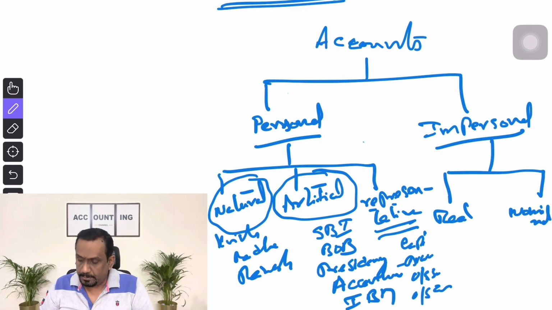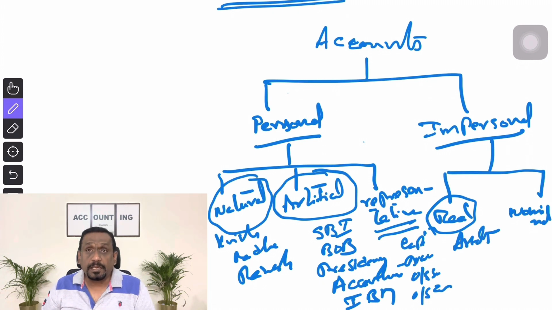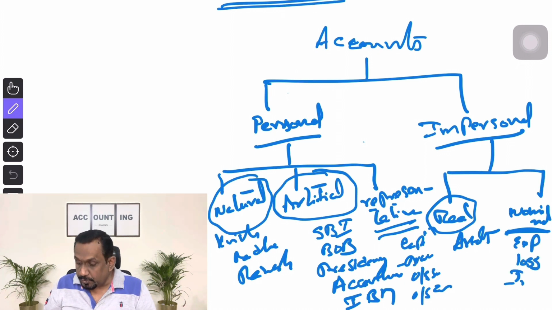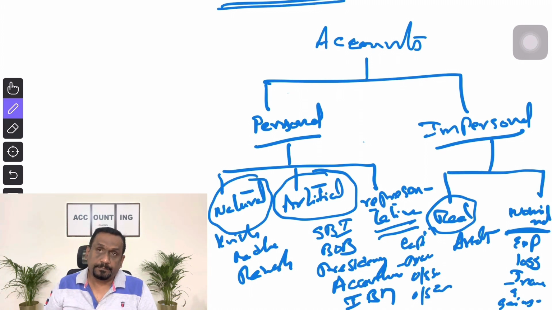Clear? Right. Real accounts. Real accounts are basically assets. Assets come under real accounts. Similarly, nominal accounts. What comes under nominal accounts? All expenses and losses, incomes and gains. These are the things that come under nominal accounts. Anyway, we are going to explain in detail about these accounts while explaining the journal entries.